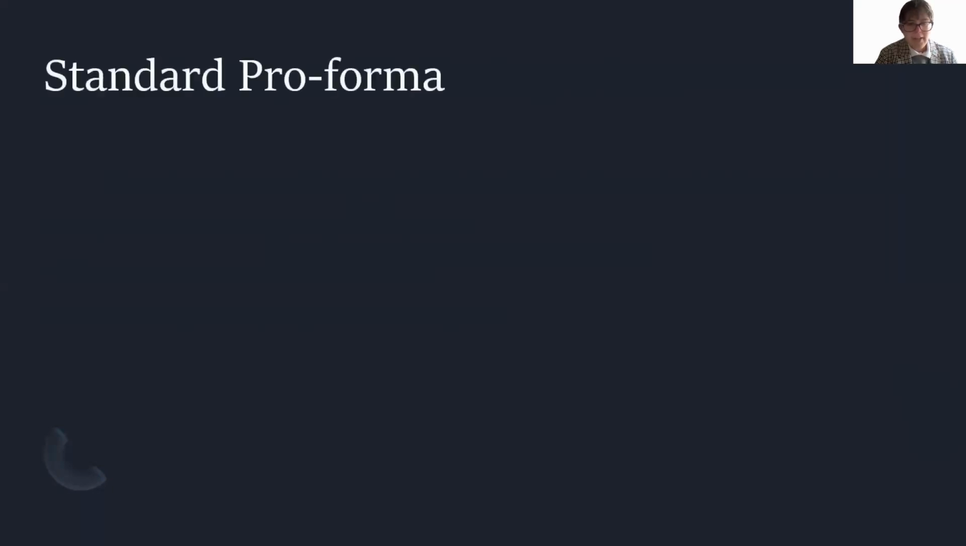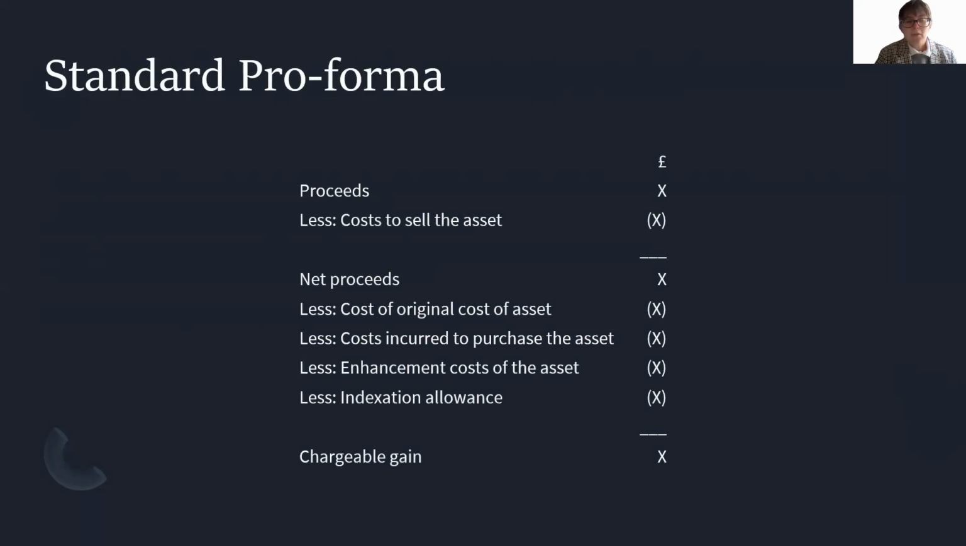So again, we have another standard pro forma for this. We simply take our proceeds minus our costs to sell the asset, which gives us our net proceeds. And after that, we deduct our original cost of the asset, our costs incurred in the purchase of the asset, any enhancement costs we have made and paid to the asset, and any indexation allowances we also deduct. This will then result in us being given the chargeable gain figure.